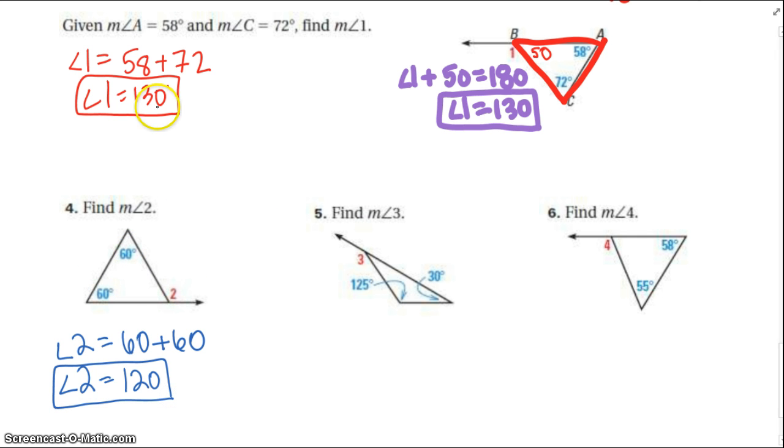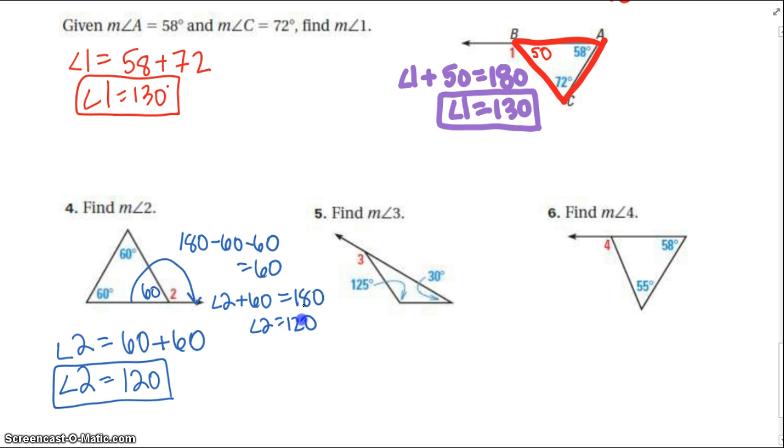You could do it the long way also, and you could find out what this angle is by doing 180 minus 60 minus 60. You'll find out that you get 60 there. And then you can say, okay, these add to 180 degrees. So angle 2 plus 60 must be 180, so angle 2 is 120. You can do it that way, but really, isn't this so much quicker? I would do it that way. I'm just giving you options in case you need them.